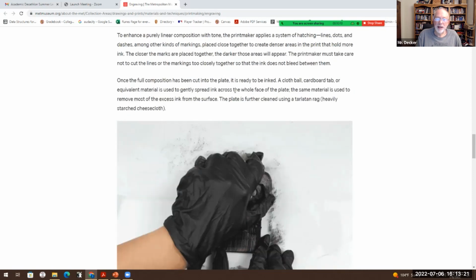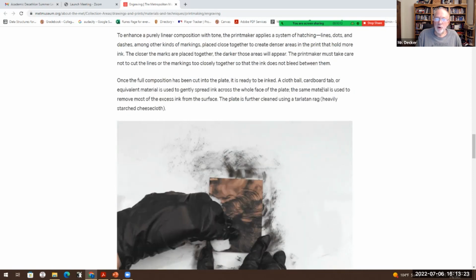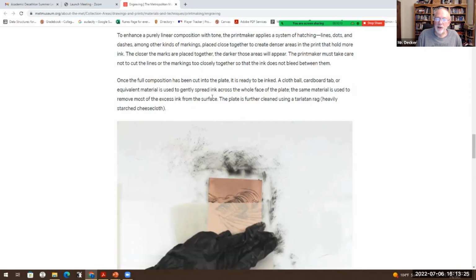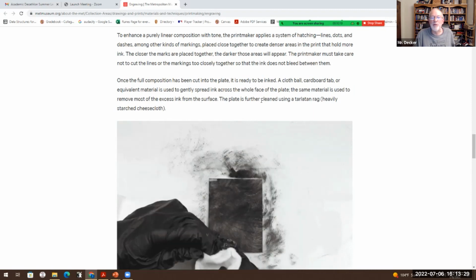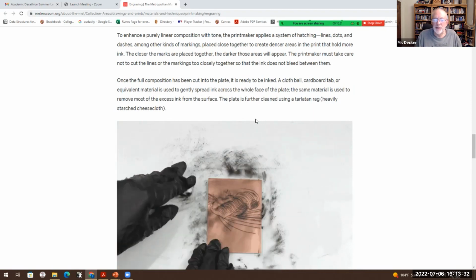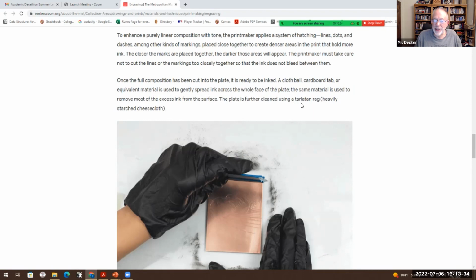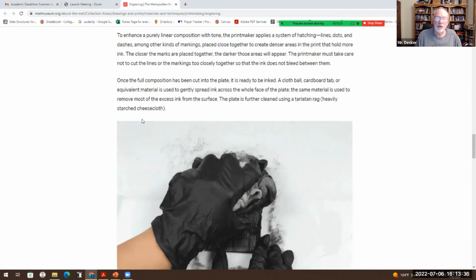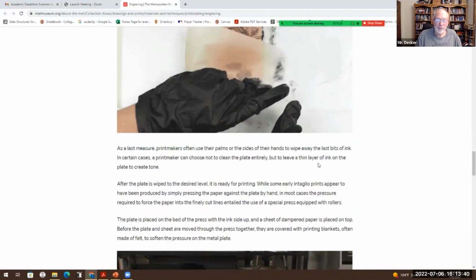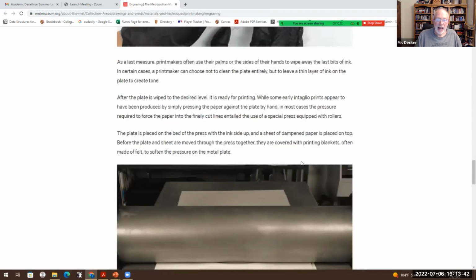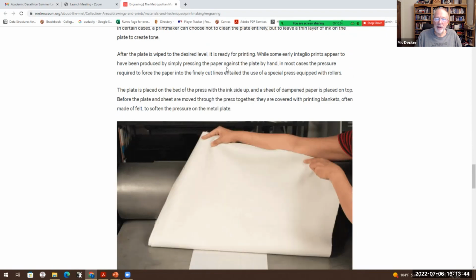Very interesting. A cloth ball, cardboard tab, or equivalent material is used to gently spread ink across the whole face of the plate. The same material is used to remove most of the excess ink from the surface. The plate is further cleaned using a tarlatan rag, which is a heavily starched cheesecloth. After the plate is wiped to the desired level, it's ready for printing.